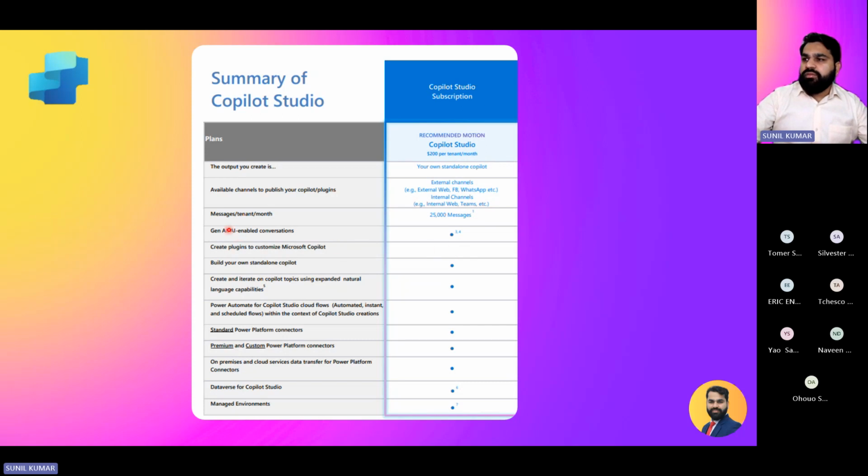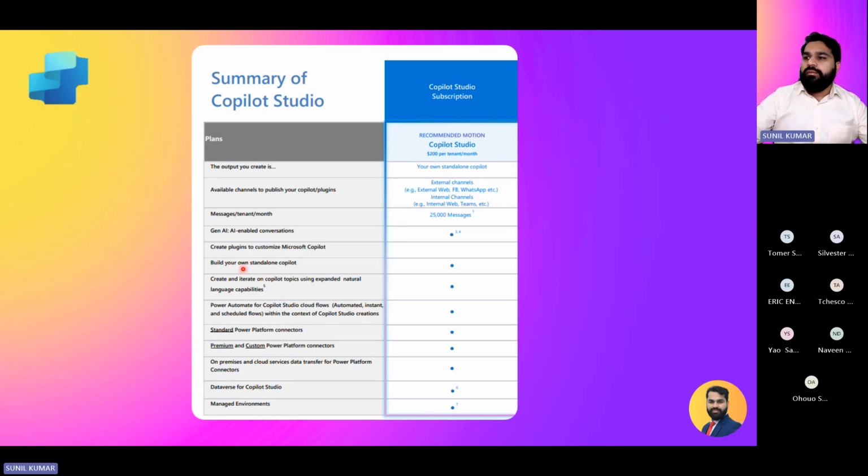Now, generative AI capabilities: create plugins to customize Microsoft Copilot. This particular capability is not involved here if the tenant has that. This capability is provided if the user has some other licenses as well. We'll talk about that in our next sessions. I want to keep this only from the beginner's point of view as of today.